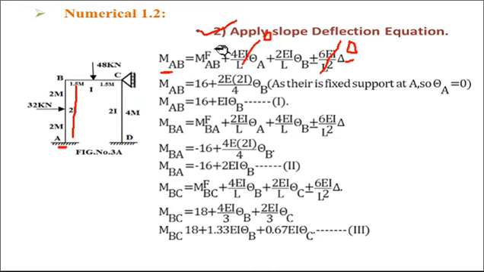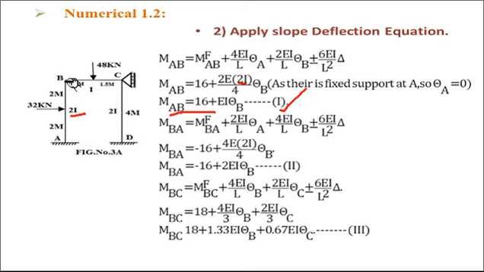So only two terms will appear in the equation, MFAB and theta B, because rotation is allowed at B. Putting the values, we have MAB is equal to 16 plus 2E, moment of inertia is 2I, divided by 4, the length of AB, into theta B, which is unknown. Simplifying, MAB is equal to 16 plus EI theta B. This is equation 1.